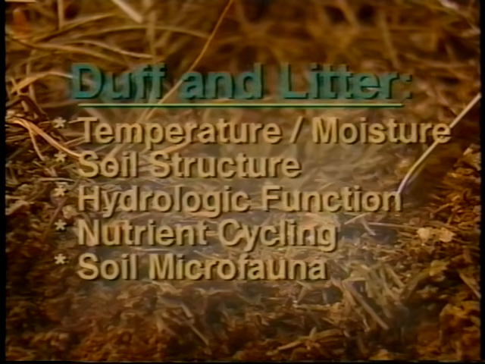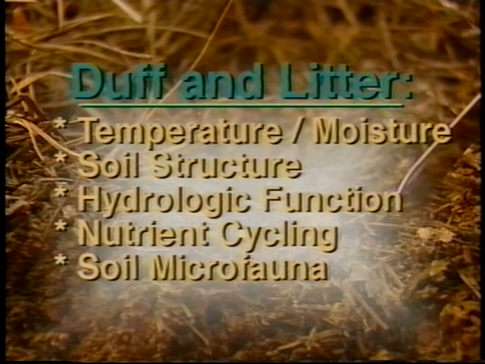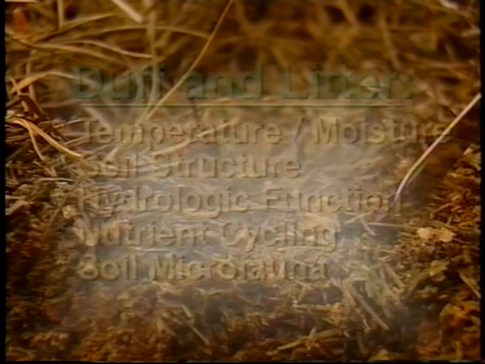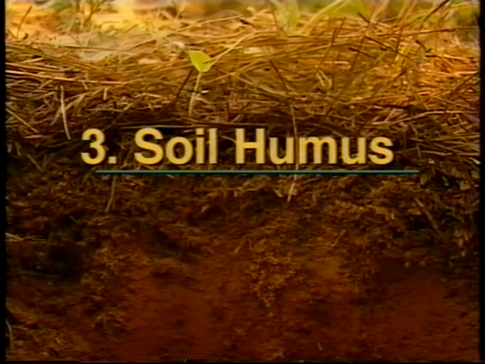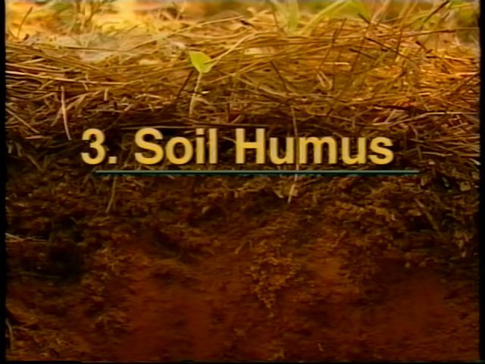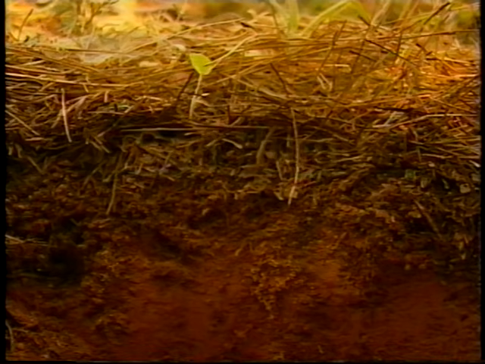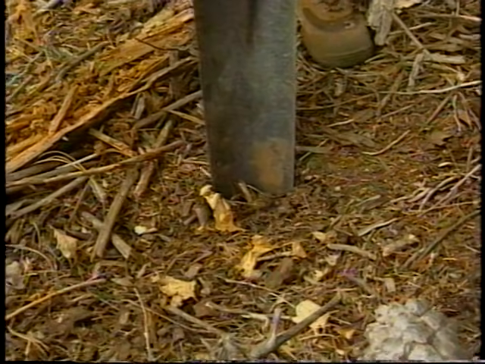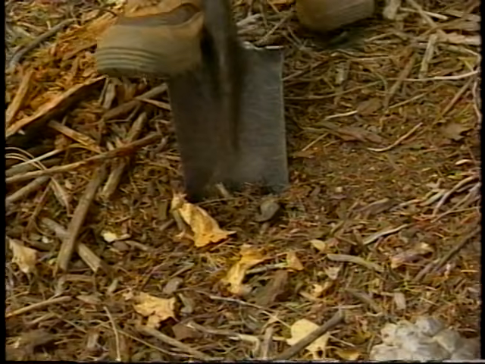In summary, some of the major effects of duff and litter: they modulate temperature and moisture, they are important in developing soil structure, they are important for hydrologic function, they are important in nutrient cycling, and they are habitat for soil micro and macrofauna. The third type of critter habitat is the well-decomposed humus, the end product of the decomposition process. The humus mixed with mineral soil makes fertile topsoil.